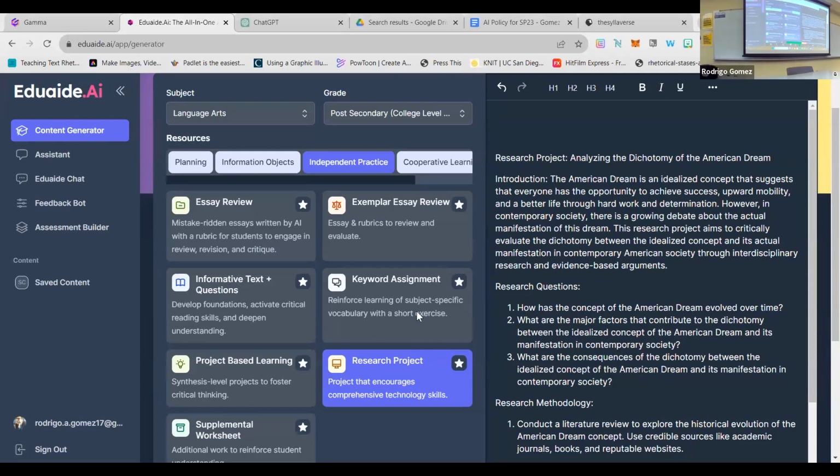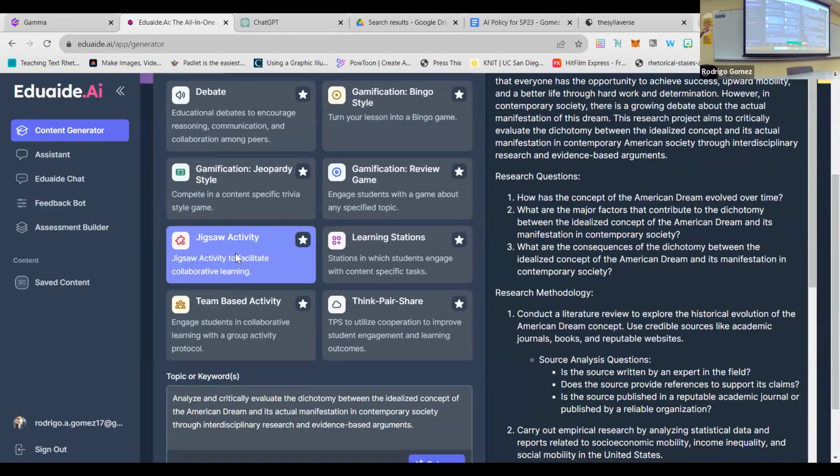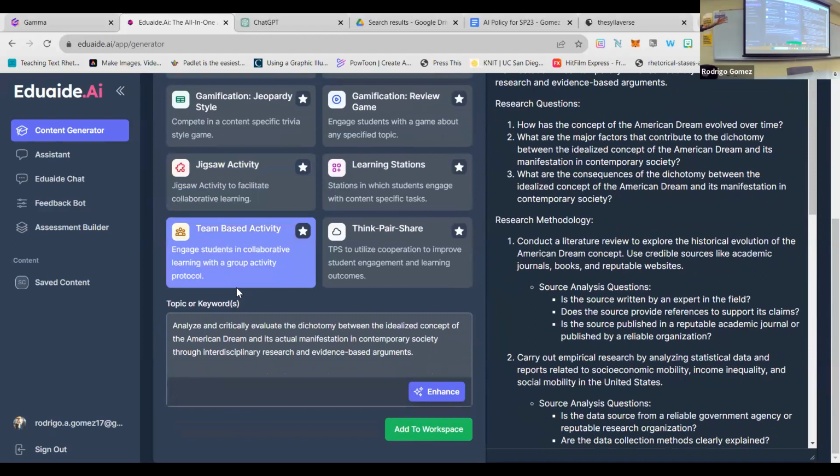Wait a minute, no, hold on. I want to do more cooperative learning, but I don't know how. Well, what about a gamification style bingo? What about Jeopardy? What about debate? What about a jigsaw activity? Okay, great. Pick a topic, create the activity, copy paste. There's your lesson. You still have to moderate it. You still have to guide it. You still have to engage them. You still have to do the work. So that's just another great resource, I think, to showcase.